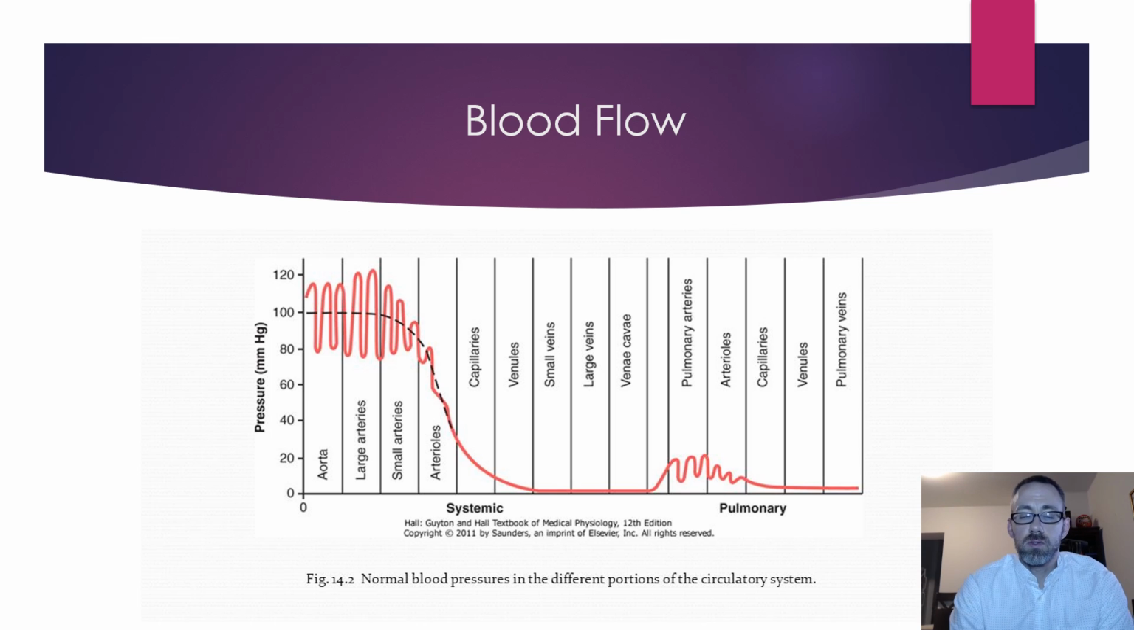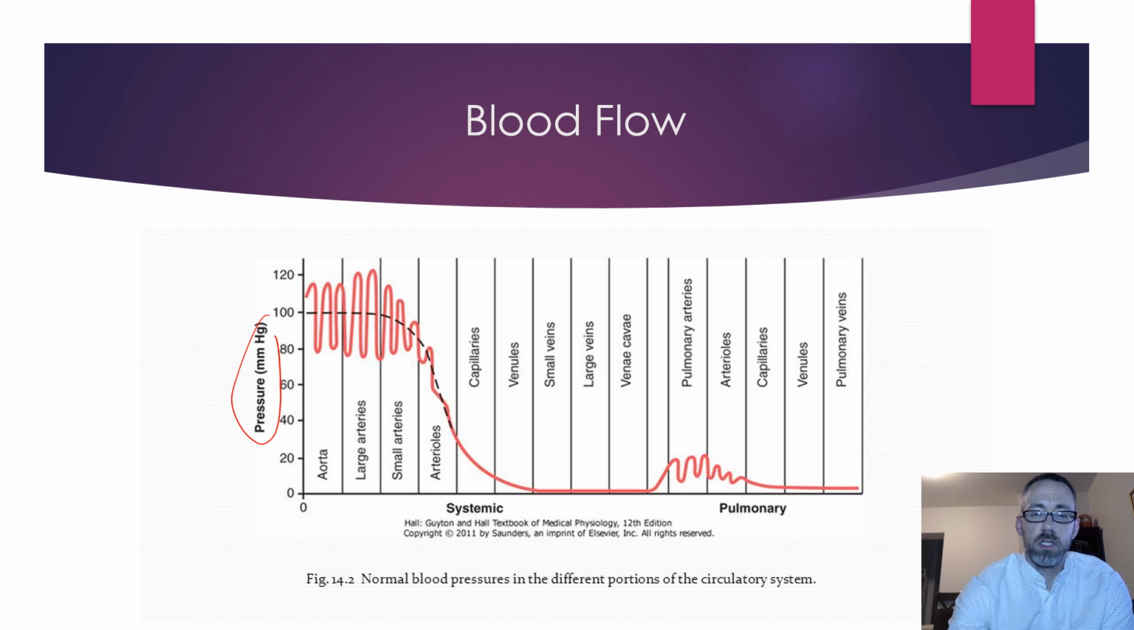Now, I wanted to talk a little more about blood flow because there are many factors that can influence the flow of blood as it goes through the vascular system. Looking at this graph, we have pressure on this axis, and the y-axis is a breakdown of the circulatory system. It starts with systemic, so you see the aorta, large arteries, small arteries, arterioles, capillaries, venules, small and large veins, then the vena cava, and finally back to the right atrium.